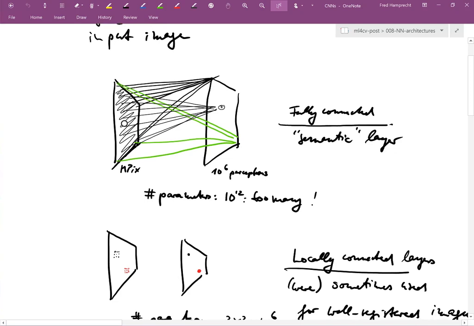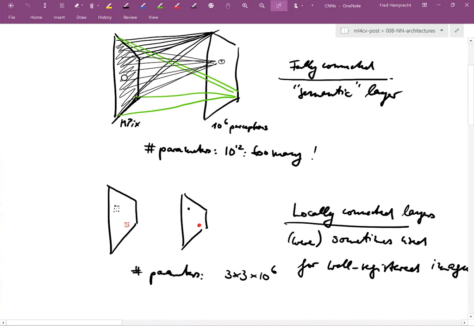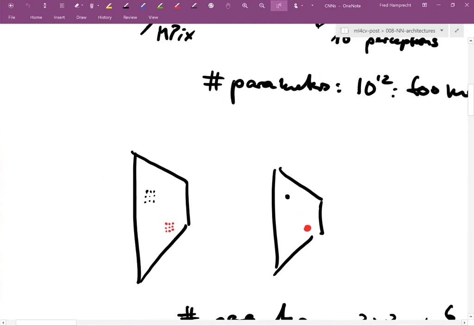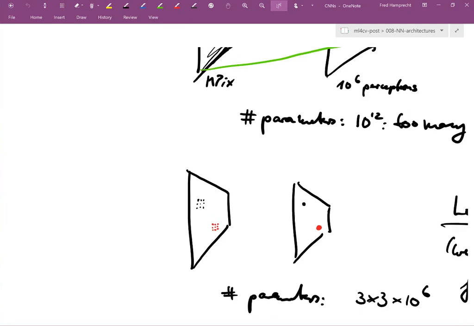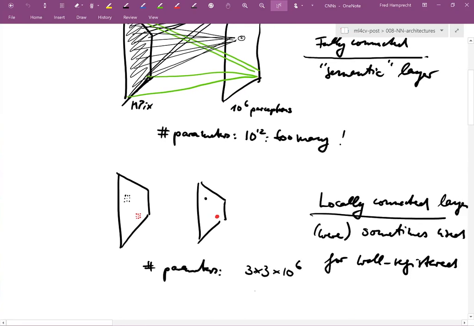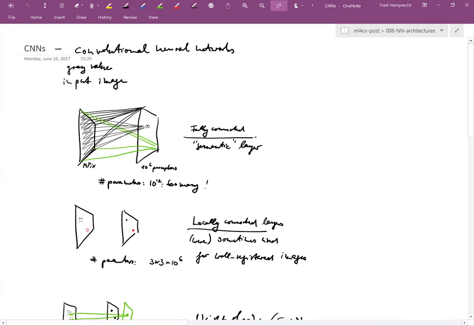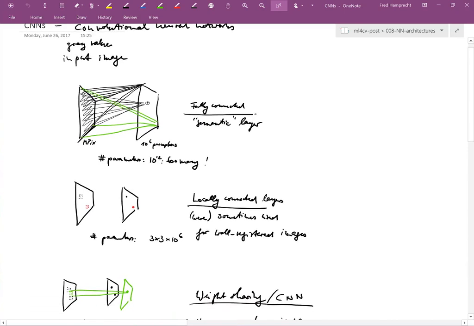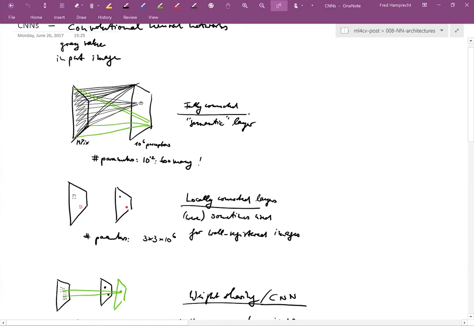Instead of using a fully connected layer as just proposed, it is possible to use locally connected layers. So here's an example where the red perceptron only receives input from 9 pixels in the previous image, and the black perceptron receives input from only 9 pixels in the previous image. So we have strong localization. In this case, the number of parameters would just be 9 million, because of 1 million perceptrons, 9 parameters per perceptron. That starts to be useful. However, if I want to build deep networks, that is still too much.